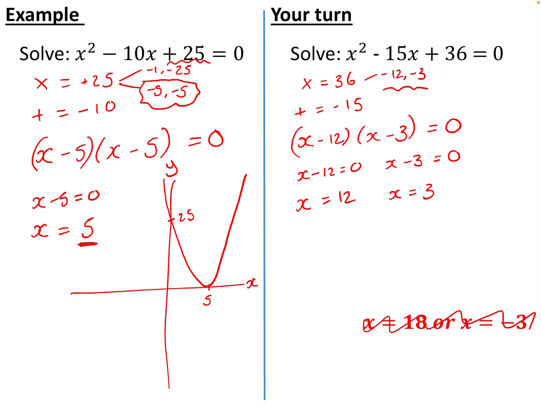On a graph, that would look like this. It goes through at 3, and it also goes through at 12 on the x-axis, and on the y-axis it goes through at 36. The 36 is just here. This is not drawn accurately, and it's just to give you some indication of how it looks.